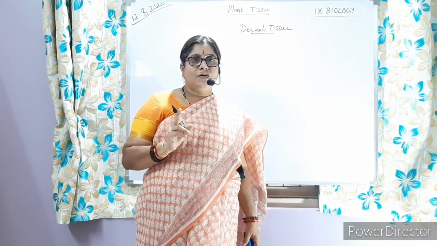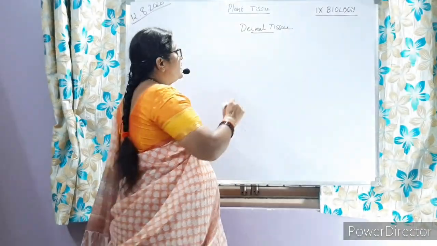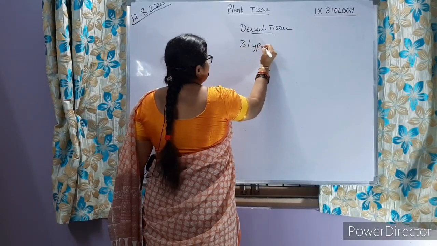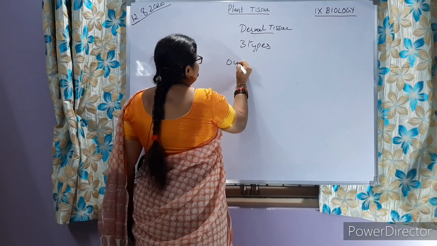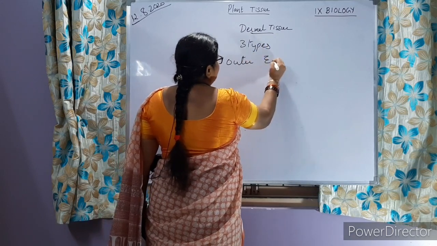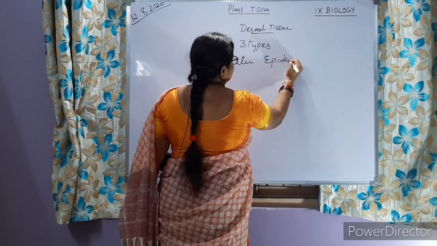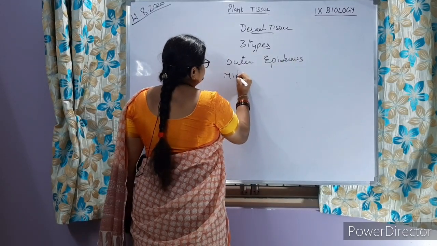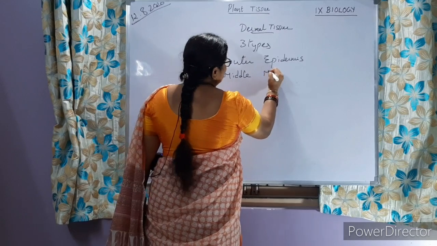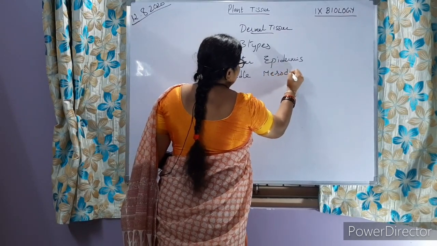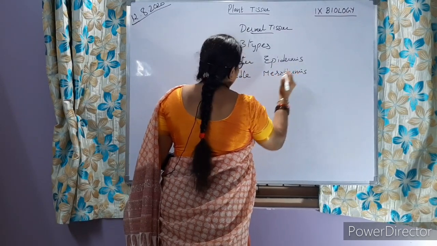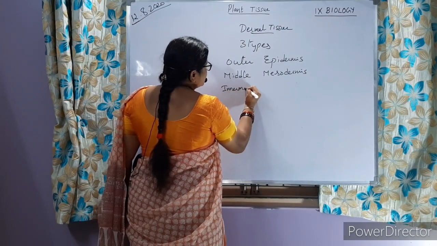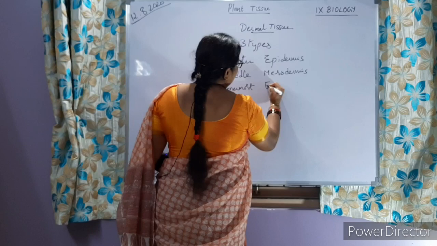On the basis of their location and function, the dermal tissue is of three types: outer epidermis, middle mesodermis, and innermost endodermis.